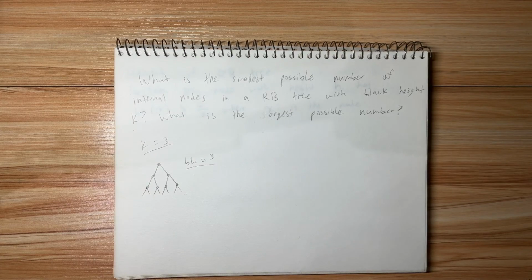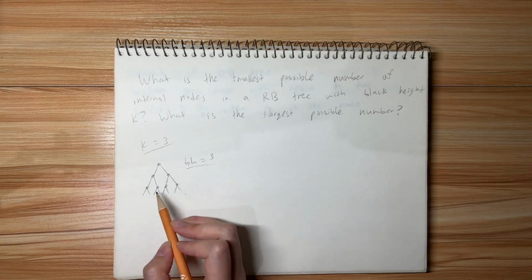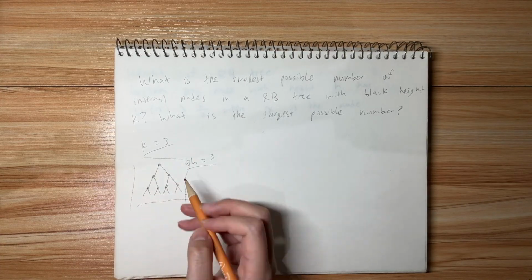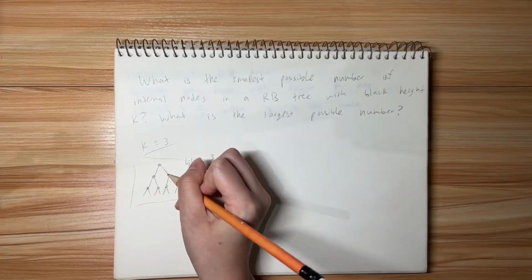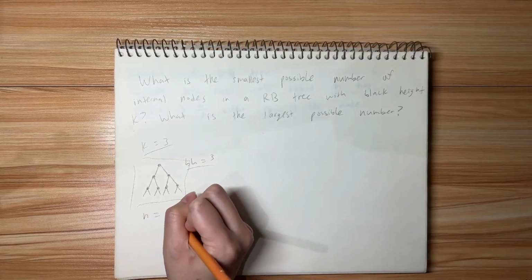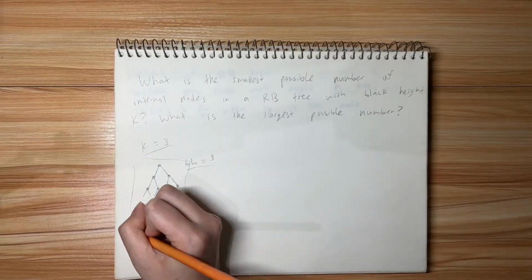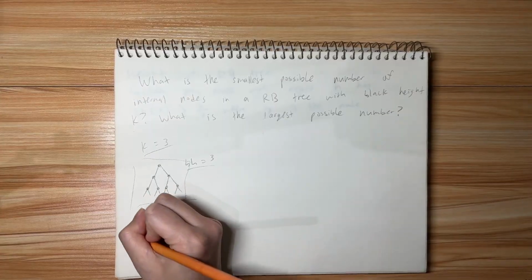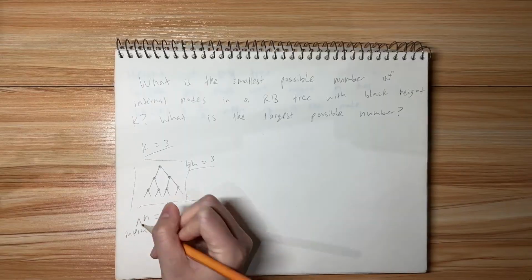All right, let's count the number of internal nodes in this tree, where black height is 3. 1, 2, 3, 4, 5, 6, 7, right? So the number of nodes is 7. Should specify that they are internal nodes.